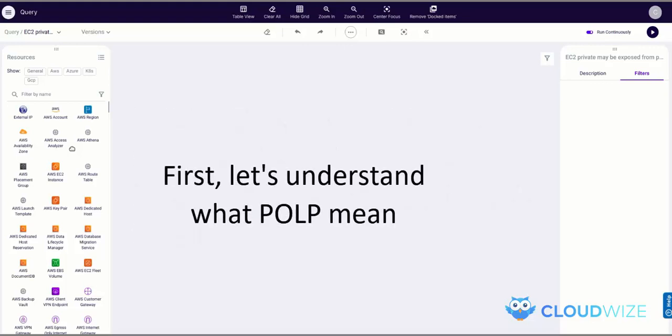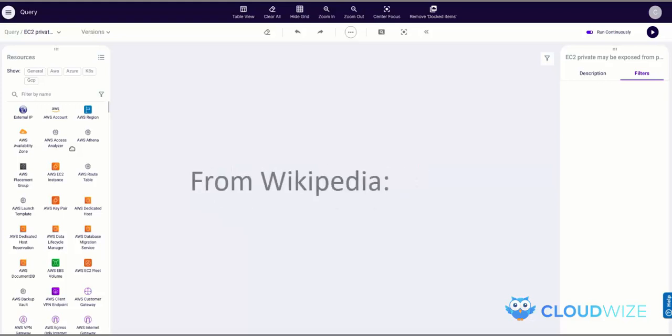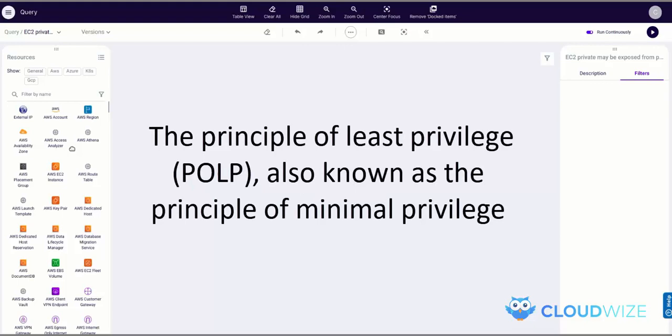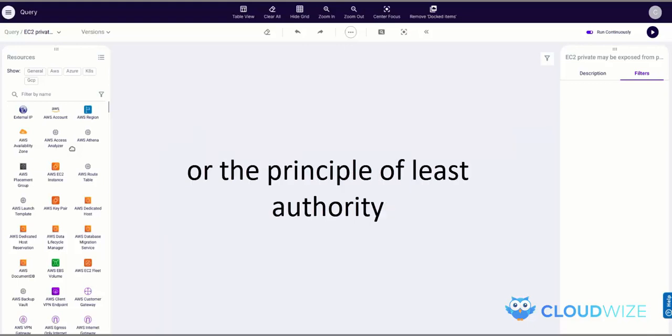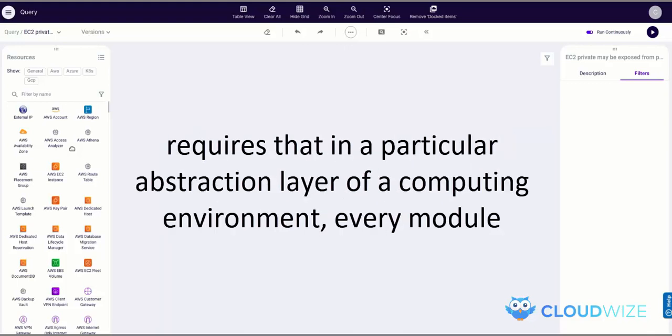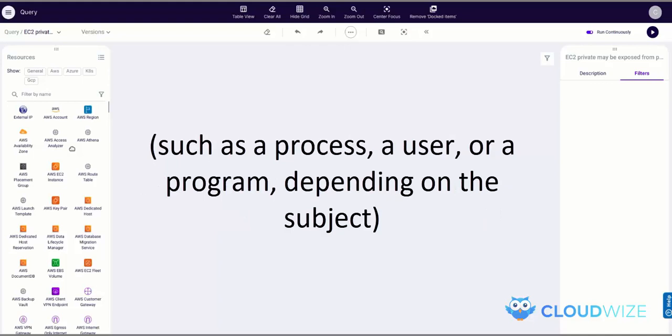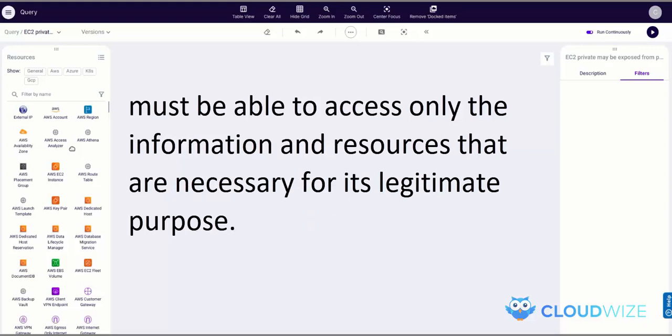First, let's understand what the principle of least privilege, or POLP, means. From Wikipedia, the principle of least privilege, also known as the principle of minimal privilege or the principle of least authority, requires that in a particular abstraction layer of a computing environment, every module, such as a process, a user, or a program, depending on the subject, must be able to access only the information and resources that are necessary for its legitimate purpose.